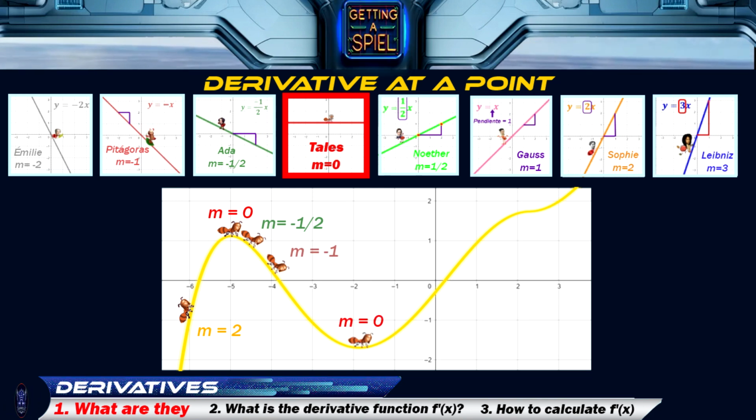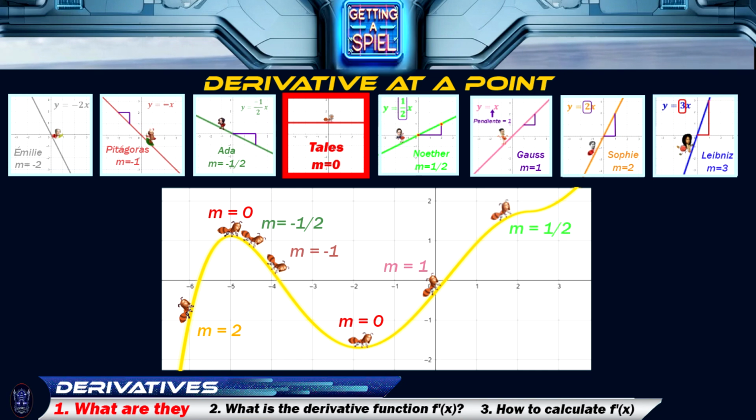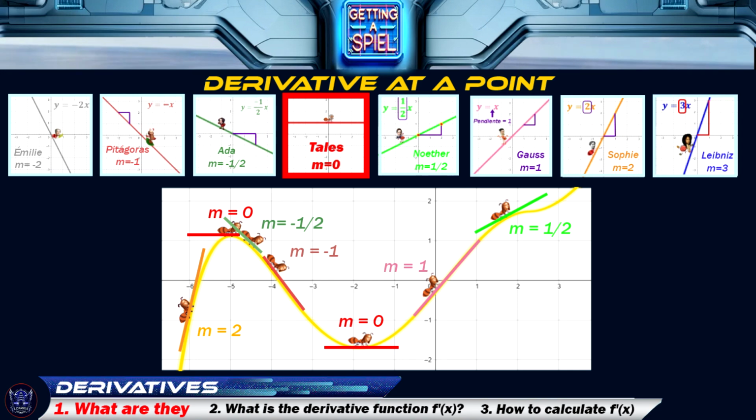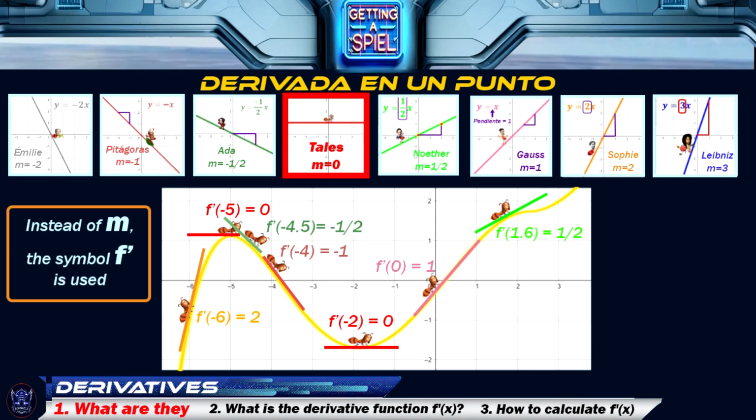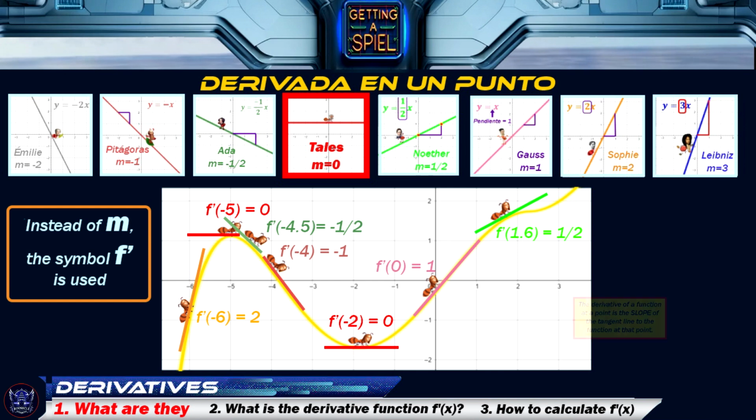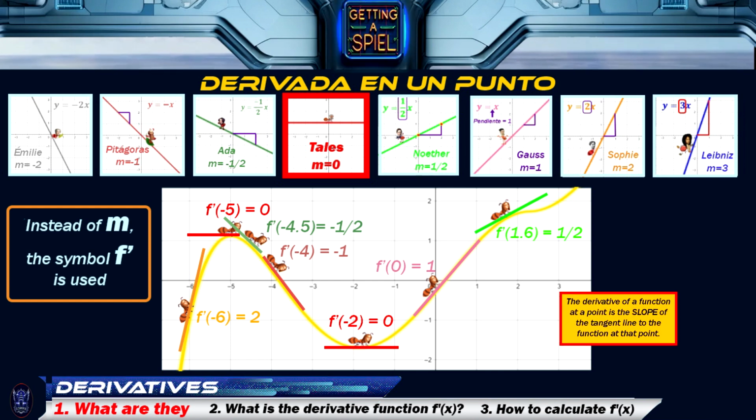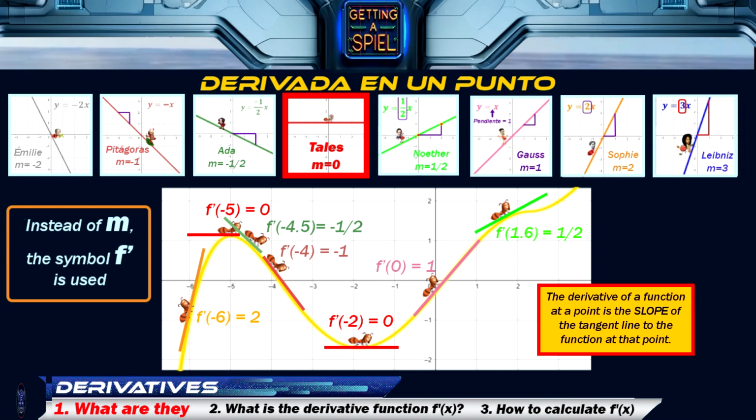As you can see, a wonderful way to measure how much an ant is growing at a point is the slope of the line passing through its feet, and this is the derivative. If someone ever asks you for the definition of the derivative at a point, please don't talk about ants or feet, because they might think you've lost your mind. Instead, say this. The derivative of a function at a point is the slope of the tangent line to the function at that point.